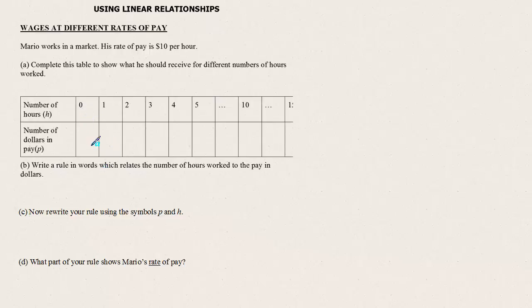So if he doesn't work any hours, clearly he's not going to get paid at all. $10 per hour, so if he works 1 hour, he's going to get $10. 2 hours, $20, $30, $40, $50. He should get $100 for 10 hours pay, and there's a 15 actually that's just gone off the edge here. That would be 150.